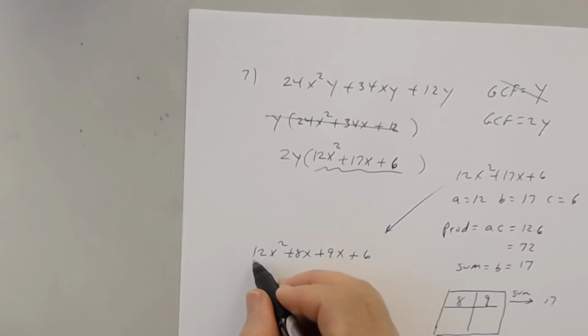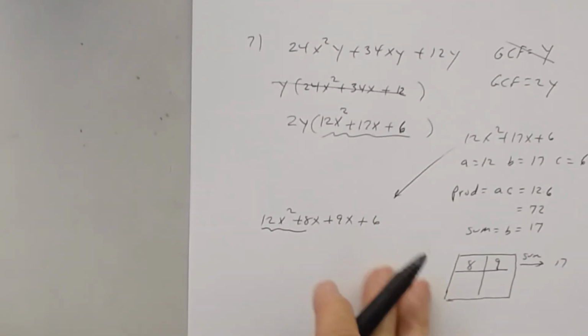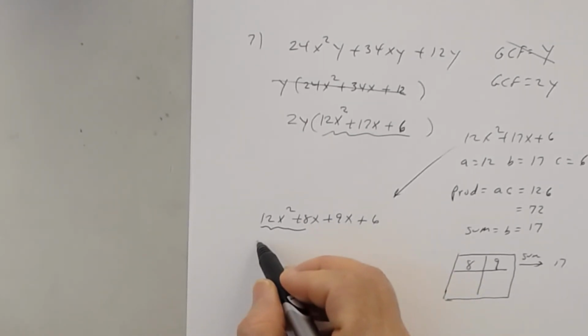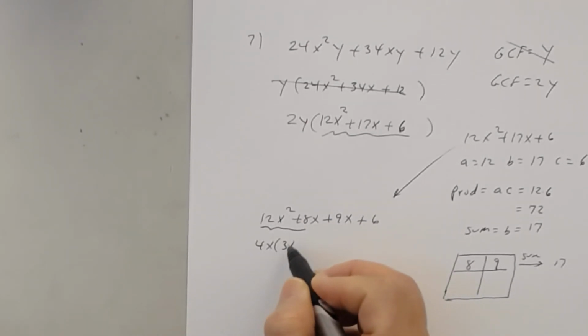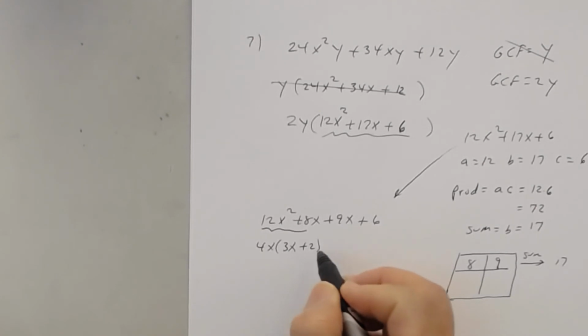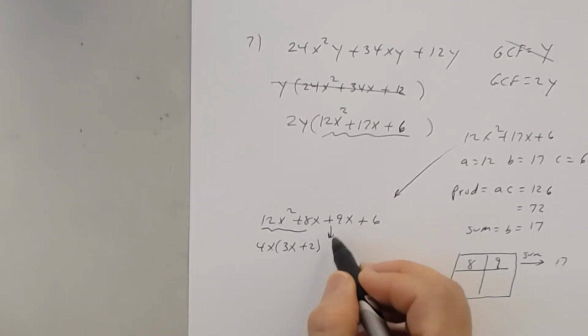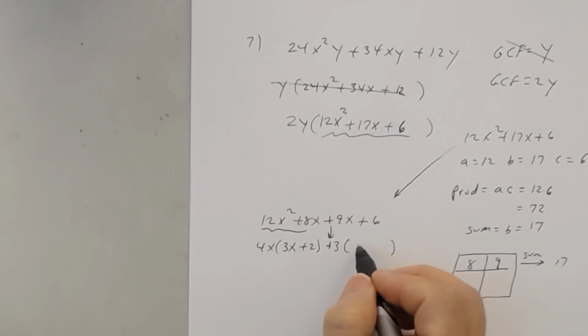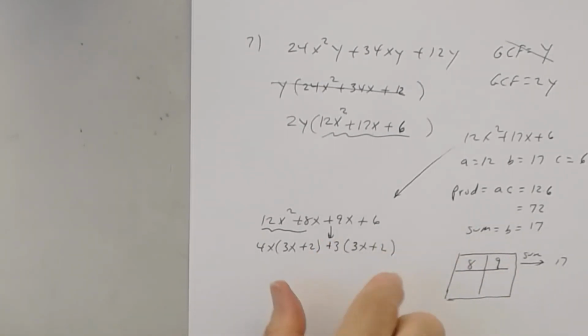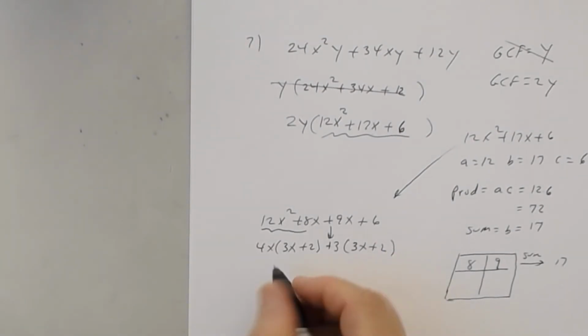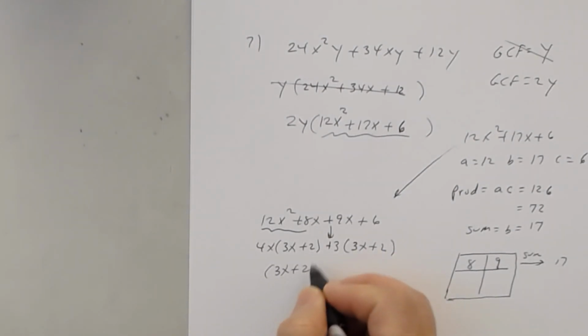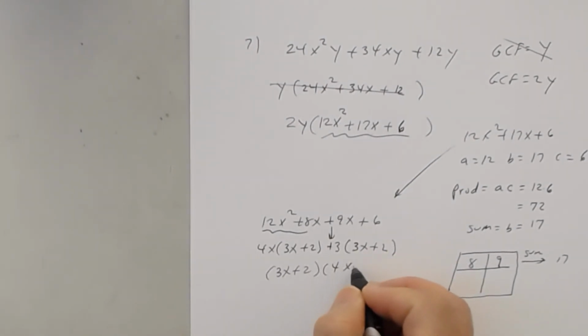Okay, now let's group. From the first group, what can I factor out? 4x. And you get 3x plus 2. From the second group, you're going to factor out a what? Positive 3. And you're left with 3x plus 2. So now, remember, if it's factored by group and you're doing it correctly, those two parentheses better be the same binomial. So factor it out, you get 3x plus 2 times 4x plus 3.